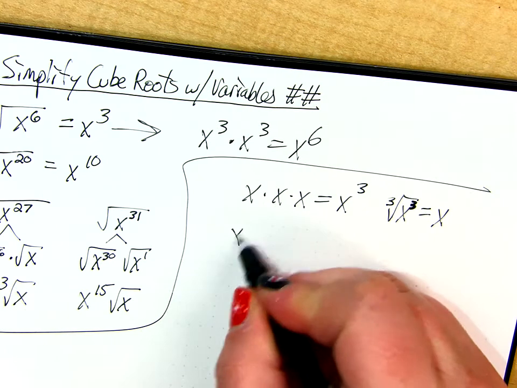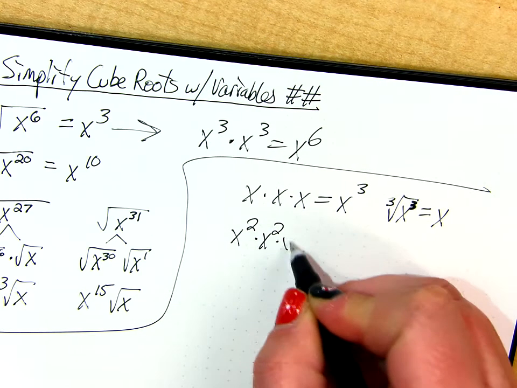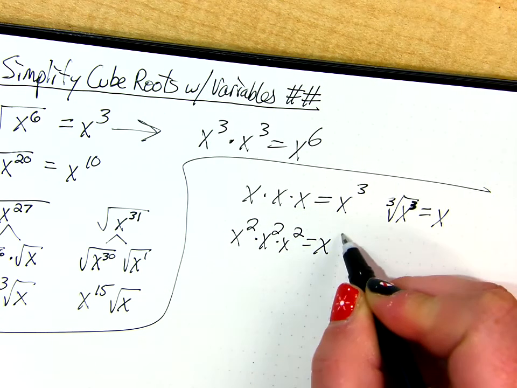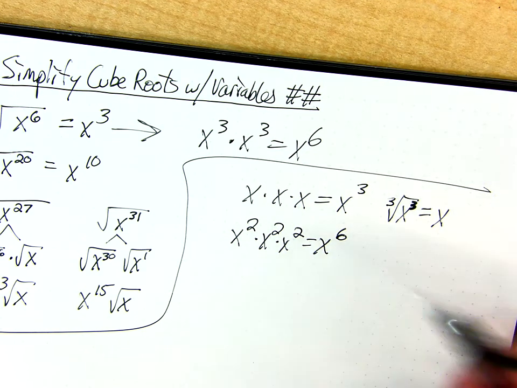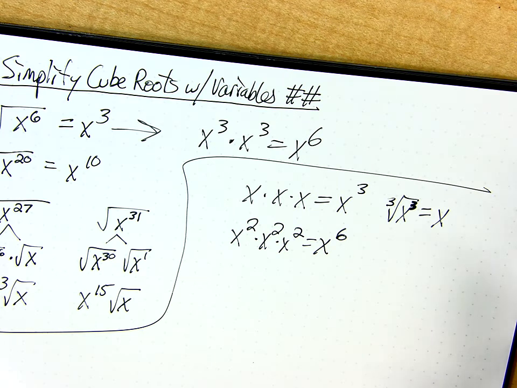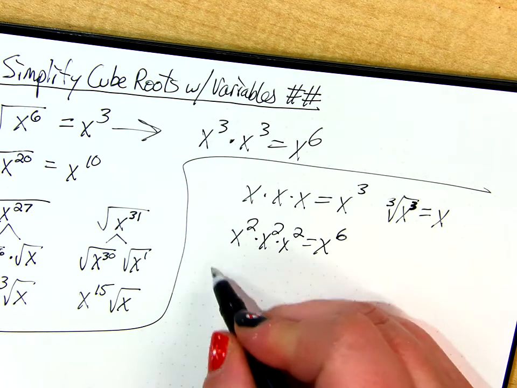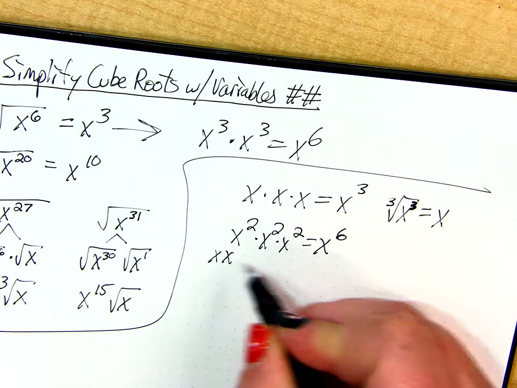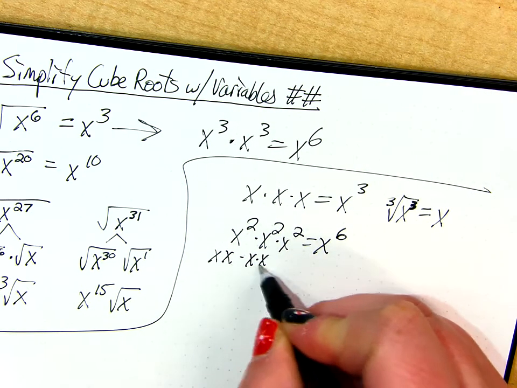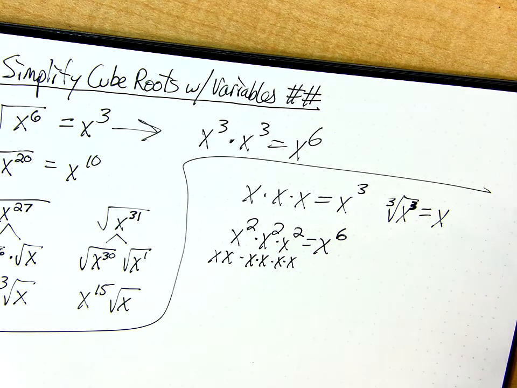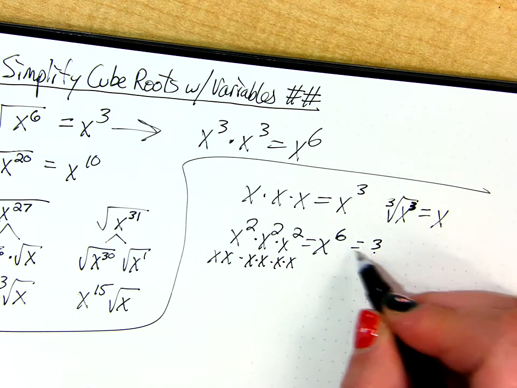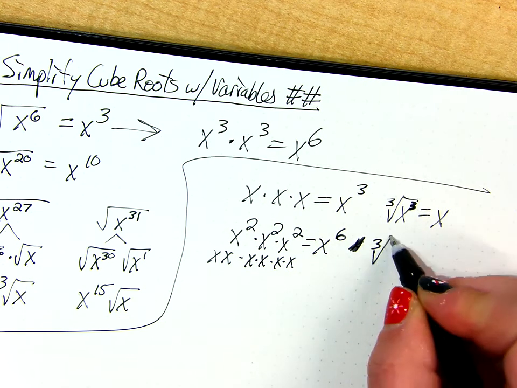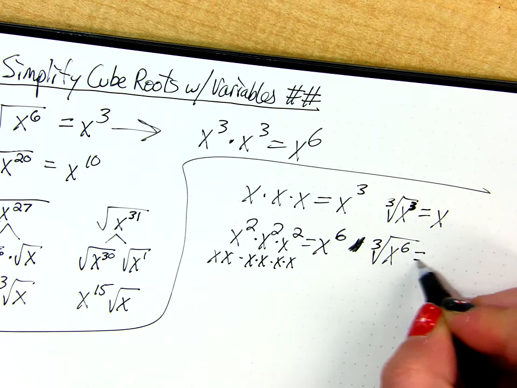Let's do another one. What would x squared times x squared times x squared get you? X to the 6th. You add the exponents, because remember what that really means. X squared is this times another x squared times another x squared. Aren't there 6 of them all together? Yeah. So what would the cube root of x to the 6th be?